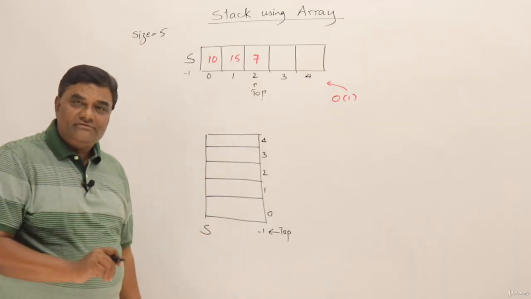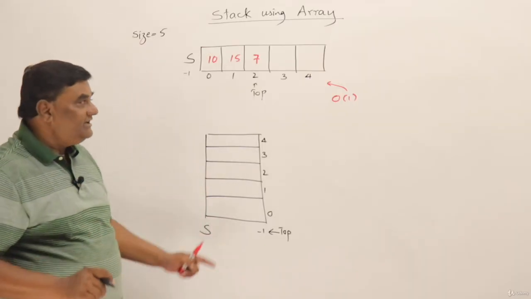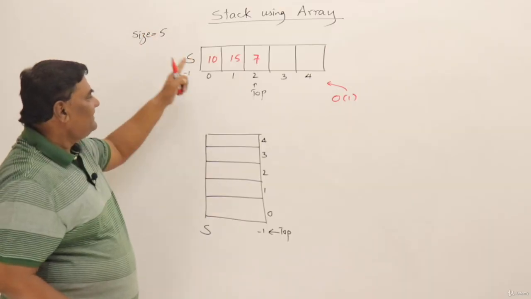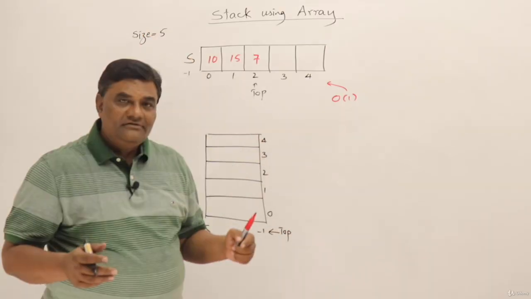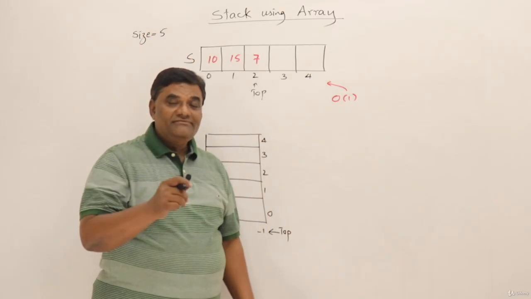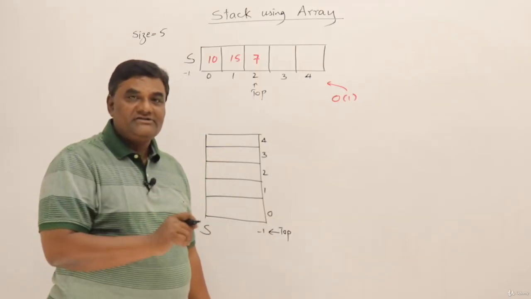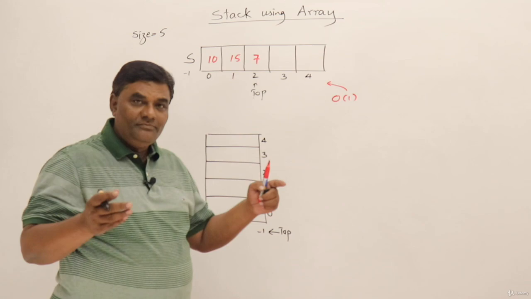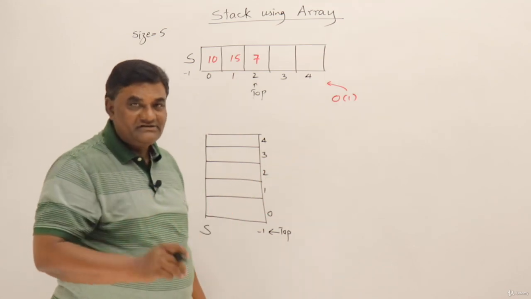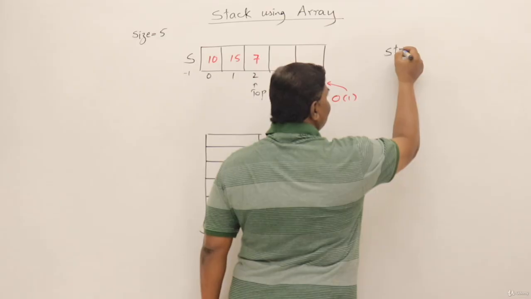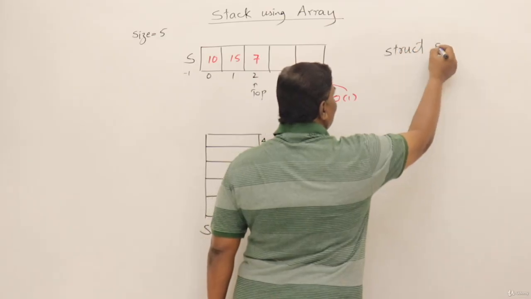Then, based on the things required for a stack, we require three things: first, second and third. So we will combine them together and define a structure, like we have been doing in the previous topics. Related things grouped under one name, we can define a structure. Let us define a structure for the stack. Let us call it stack.